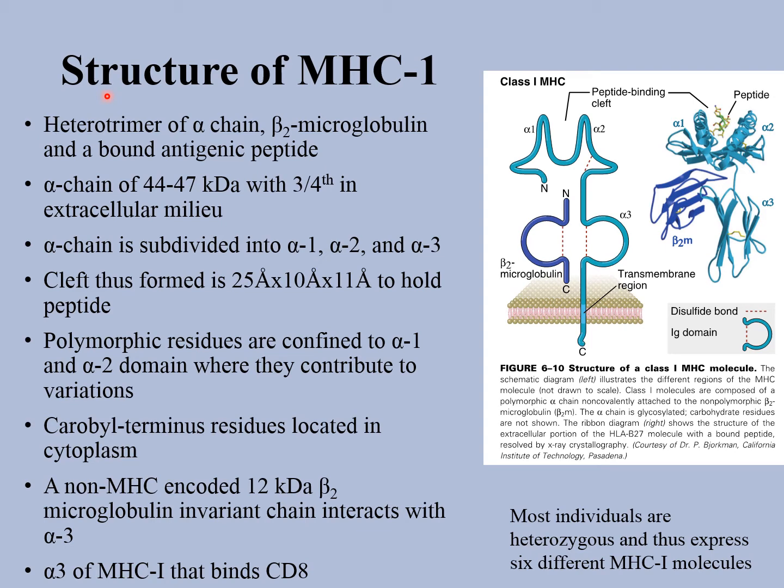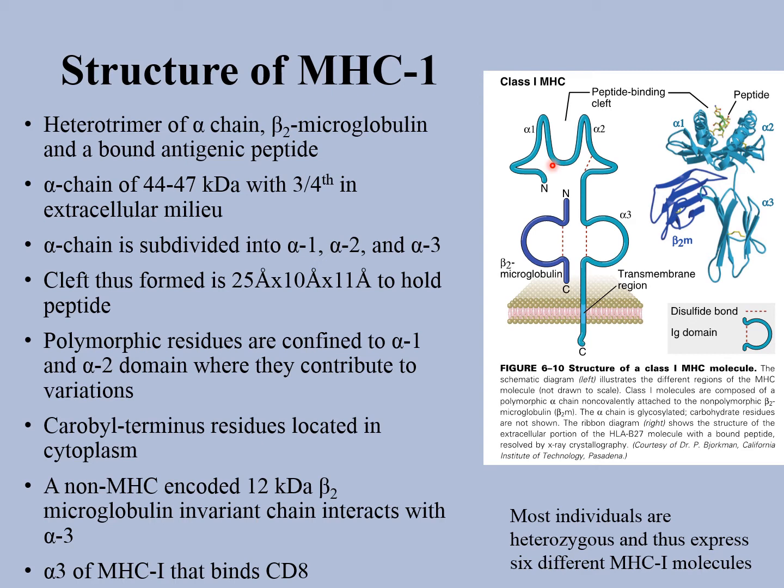Now let us have a look at the structure of the MHC1 molecule. This MHC1 molecule is a heterotrimer, that is, it is composed of an alpha chain, a beta 2 microglobulin and a bound antigenic peptide. A stable complex is formed when all three parts are present, that is the alpha chain, the beta 2 microglobulin and a peptide which is displayed in the cleft.